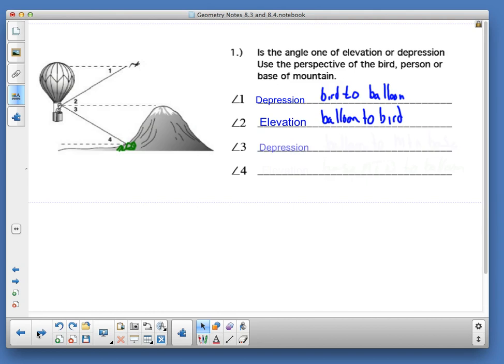So we're looking at this. I've got angle of depression from the balloon to the mountain base, and elevation from the mountain base back up to the balloon. Are there any questions about elevation or depression?